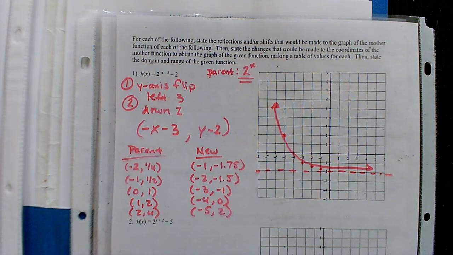Since we identified that there was a down 2 shift, that means that horizontal asymptote is moving from 0 down to -2. Let's see, can we get that graph? Can we get those ordered pairs? Speak now, forever hold your peace.